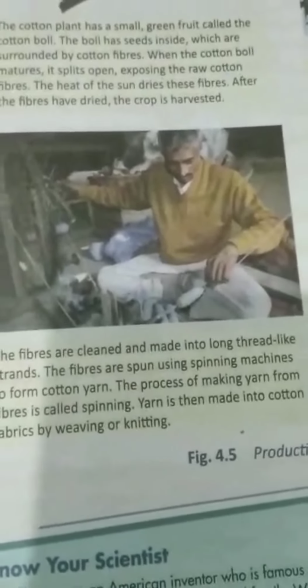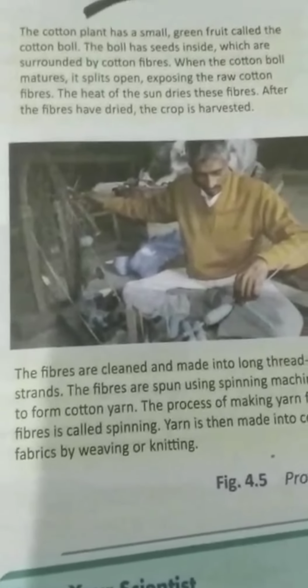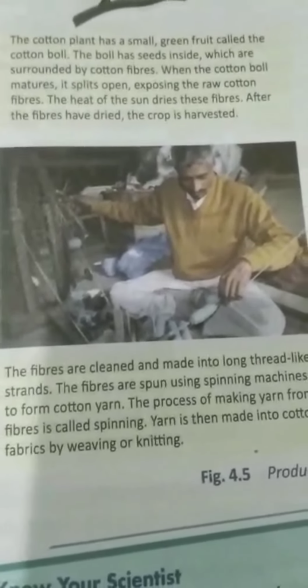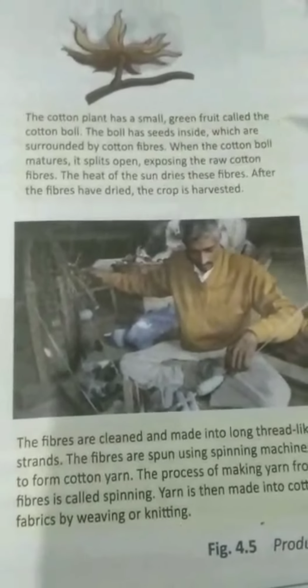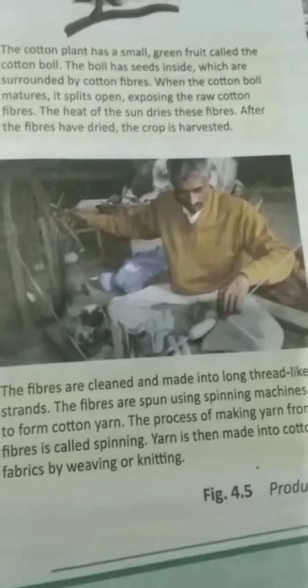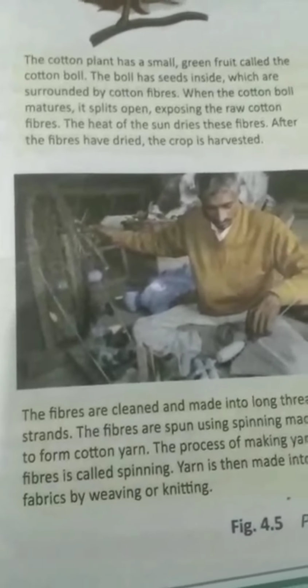After that cotton yarns are made from long threads of cotton, and these yarns are then either woven or knitted to form fabric. So first the cotton bolls mature and burst. After that they are harvested and sent to the factories, where through a process called ginning the cotton is separated from the seed, and finally it is converted into long threads and yarns, and these yarns are woven or knitted to give cotton fabric, and from that we get cotton clothes.